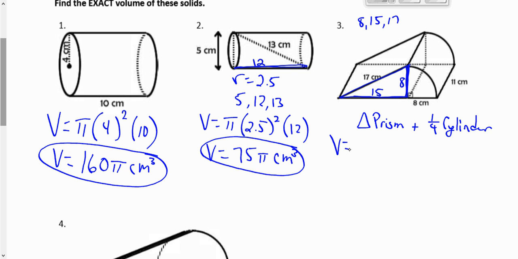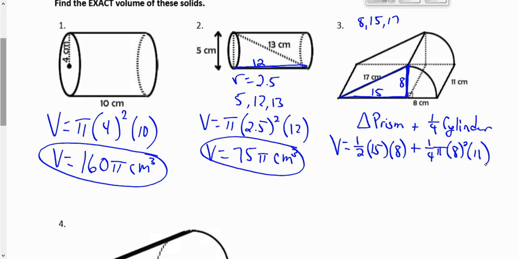Remember, if you have a term with pi in it, it operates like a term with x, right? Now what do you say? 660 plus 176 pi. 176 pi plus 660. Anybody else get that? Okay. Or 660 plus 176 pi. Well, for the prism, the triangle, 1/2 times 15 times 8, plus a quarter cylinder. So 1/4 pi 8 squared times 11. Everybody with me on that?